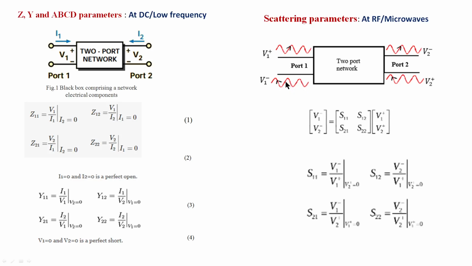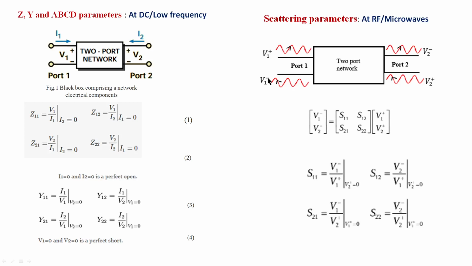Outgoing wave at port 1. Negative sign indicates outgoing. Plus sign indicates incoming wave. And the subscript represents the port number. So this is a plus sign, or incoming wave, at what port? Port 1.